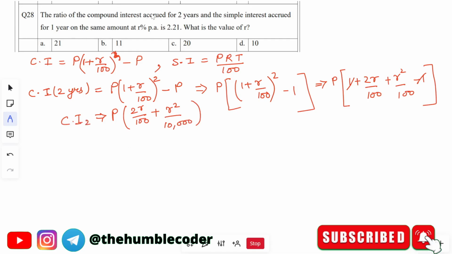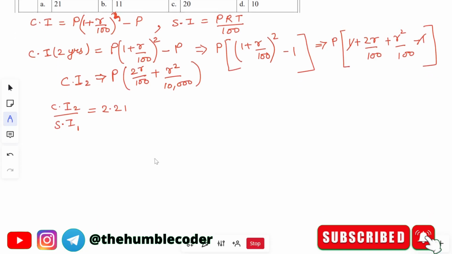Like the ratio of compound interest and simple interest. Basically we are told the ratio of two things, that is compound interest and simple interest, is 2.21. So we will use these things now. The ratio of compound interest for 2 years and simple interest for 1 year. That is why I am writing CI2 and SI1, because time for compound interest is 2 and time for simple interest is 1. So it is equal to 2.21. This is already given to us. From that only we have taken these things, and now we will start solving.